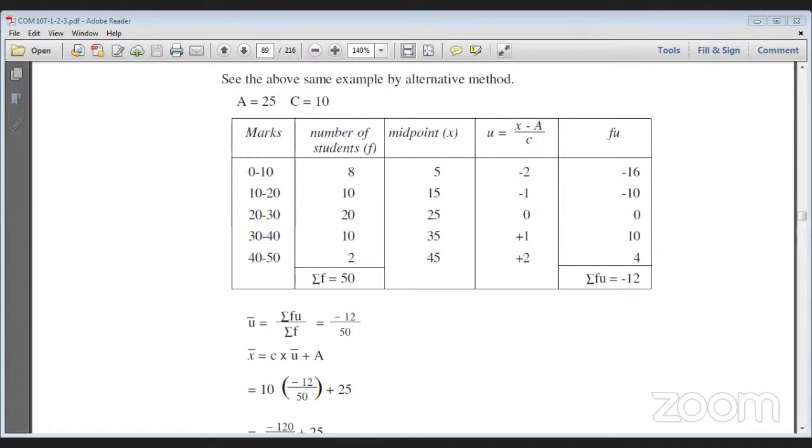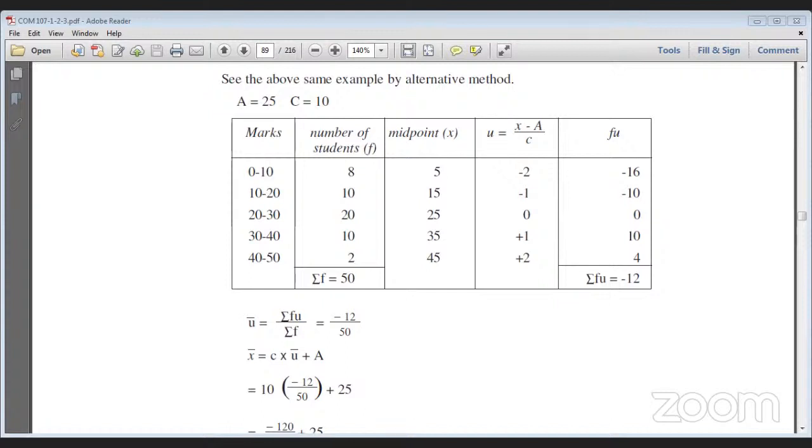X is 5, 10, 15, 20, 25, and frequency is 2, 5, 8, 3, 2. The multiplication of f and x: 5 into 2 is 10, then 10 into 5 is 50, 15 into 8 is 120, 20 into 3 is 60, and 25 into 2 is 50. The total will be 290. Summation of frequency is equal to 20.